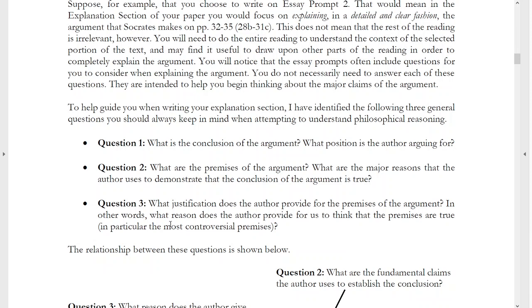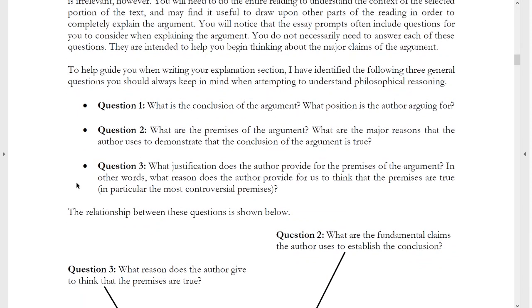And to help you out, whenever you're explaining a philosophical argument, there are really three questions you should keep in mind. Now, the first thing I'll say is, I'm going to use some terminology that assumes you already have knowledge of the points I made about logic and the structure of argument. So if you haven't watched the video on logic and structure of argument, you should probably pause this right now, go back and watch that first. Okay, so whenever you're trying to explain a philosophical argument, here are the three questions you want to keep in mind. Question 1, what is the conclusion of the argument? What position is the author arguing for?